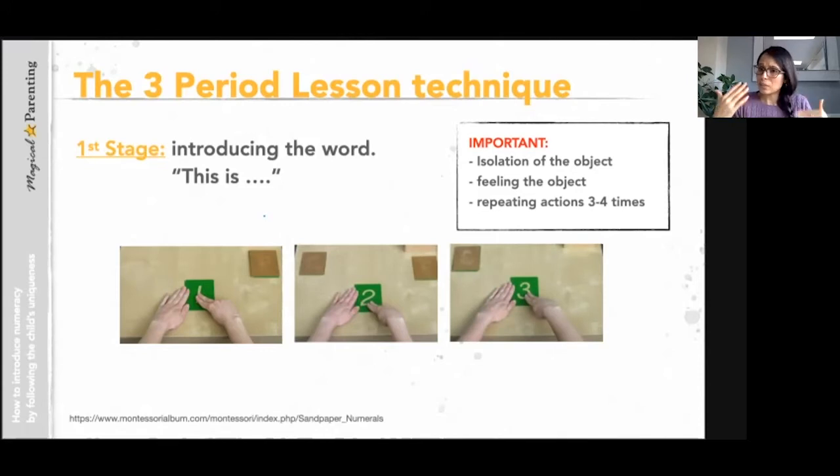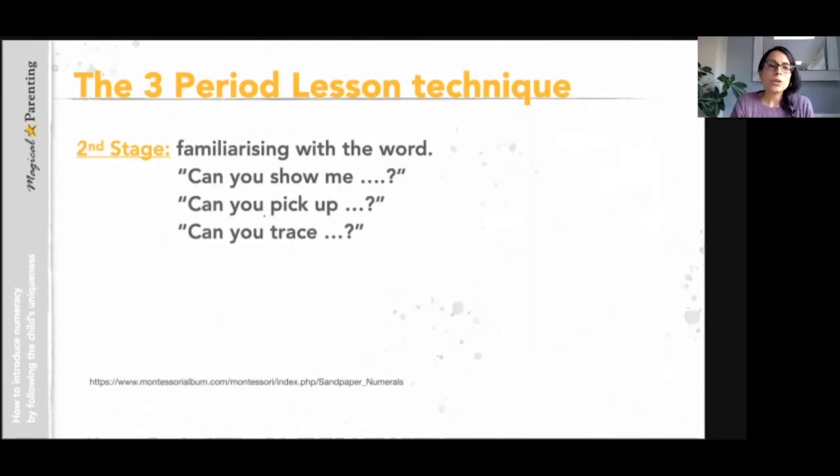Once the child has repeated a few times 1, 2, and 3, you can go to the second stage. The second stage is about familiarizing with the word. Again, you're not asking the child to tell you the name. You are telling the name, still repeating. And in this case, it's more like a game. I make it more like a game as well.